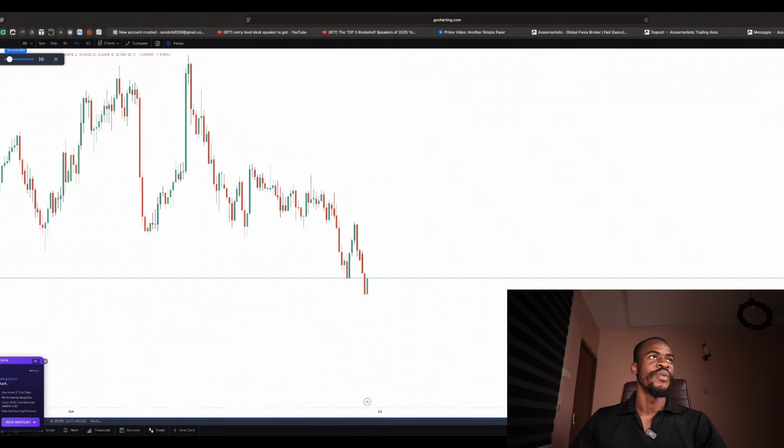So where do we sell? Our most recent resistance level. We highlight our most recent resistance and then wait for price to come back, tap inside, and then we sell. So let's watch and see how it played out.